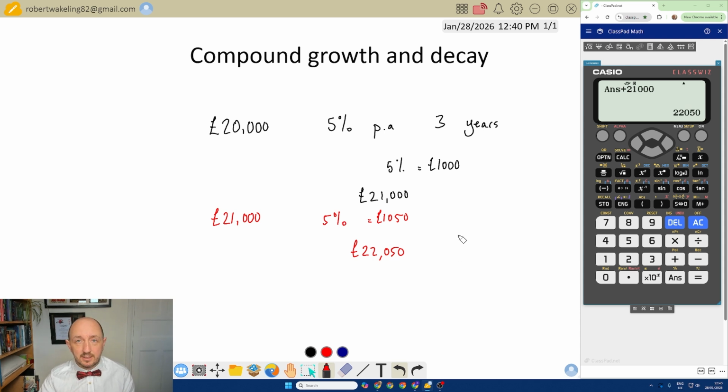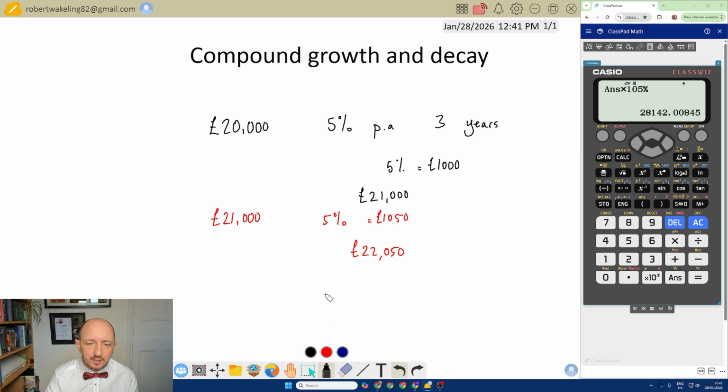Now there is a more efficient way of doing this. We can speed things up and also prepare for the higher level questions. If we do 20,000 times 105%, we don't have to worry about multipliers and decimals and everything like that. This is the same as working out 5% and adding it on. And then we can take our last answer and times 105% again. There's our 2nd year. If I press equals again, there's a 3rd year, 4th year, and so on.